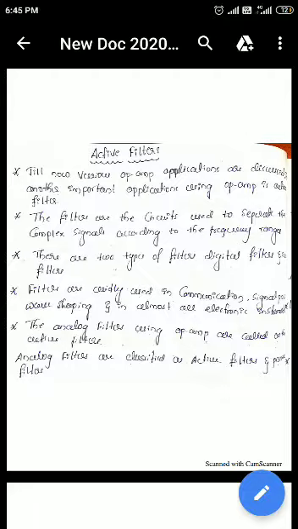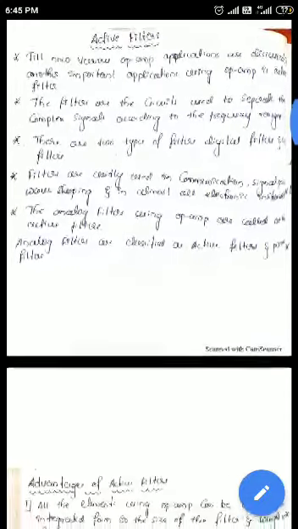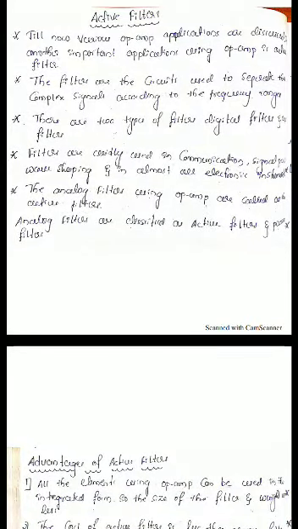So these are the various applications that the operational amplifier has. One more important application of op-amp is active filters. These filters are once again classified into two types: digital filters and analog filters. Analog filters are once again classified into two types, that is active filters and passive filters. Active filters consist of active elements like op-amp along with the passive elements. Passive filters consist of only passive elements. They are widely used in communications and signal processing, wave shaping, and almost all electronic circuits.